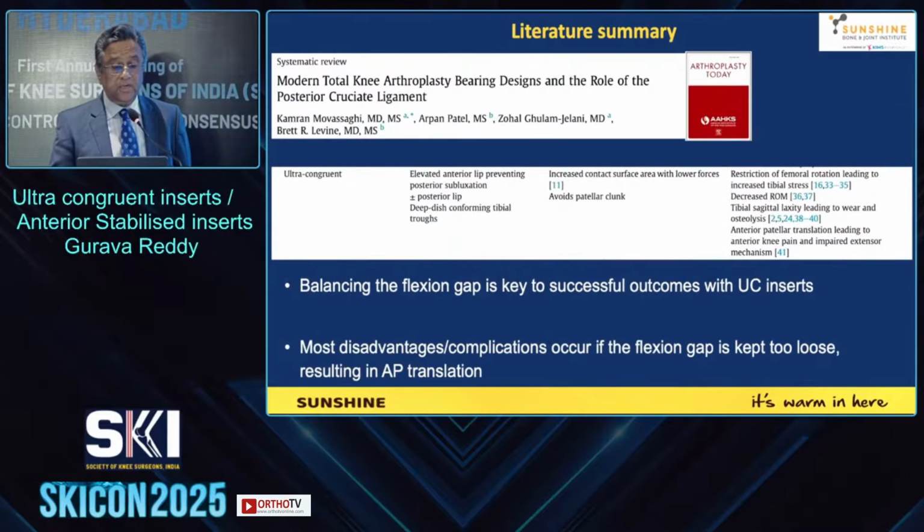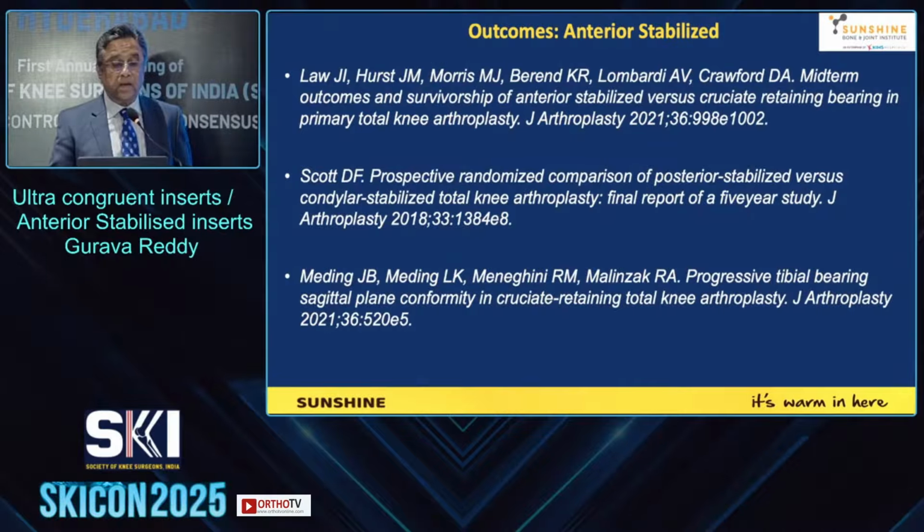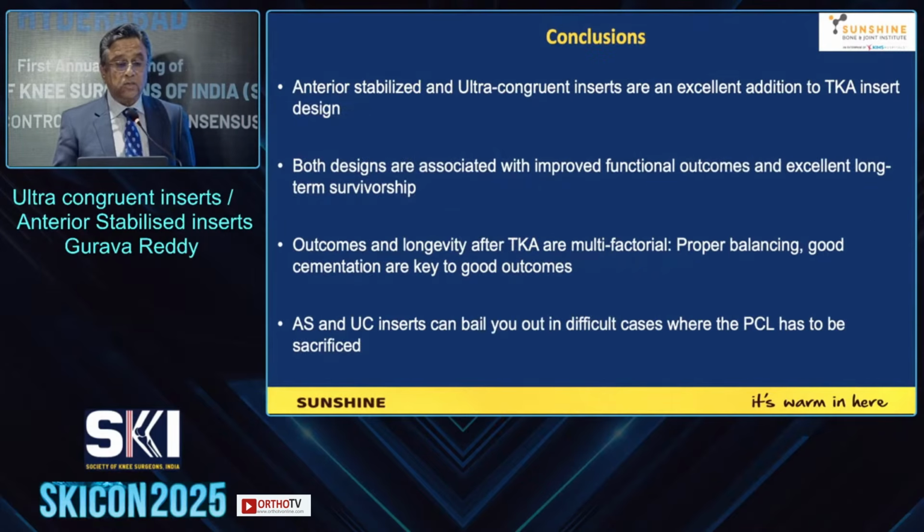The literature is there, and excellent results are there. Outcomes again: survivorship 98.3% compared to 92.3% in CR. All studies evaluating AS designs elected to sacrifice the PCL. Some of the papers on anterior stabilized and ultra-congruent show excellent results, with 18-year survivorship. So conclusions: anterior stabilized and ultra-congruent inserts are an excellent addition to total knee.